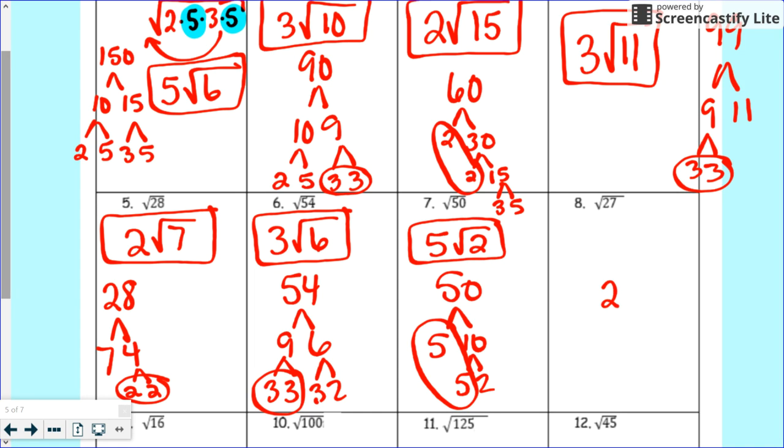Square root of 27. You may remember from our exponents that that's 3 cubed. We get that because this is 3 times 9. 9 is 3 times 3. I've got one pair of 3s that can come outside, and one little old 3 out here that doesn't have a partner. He's stuck inside.